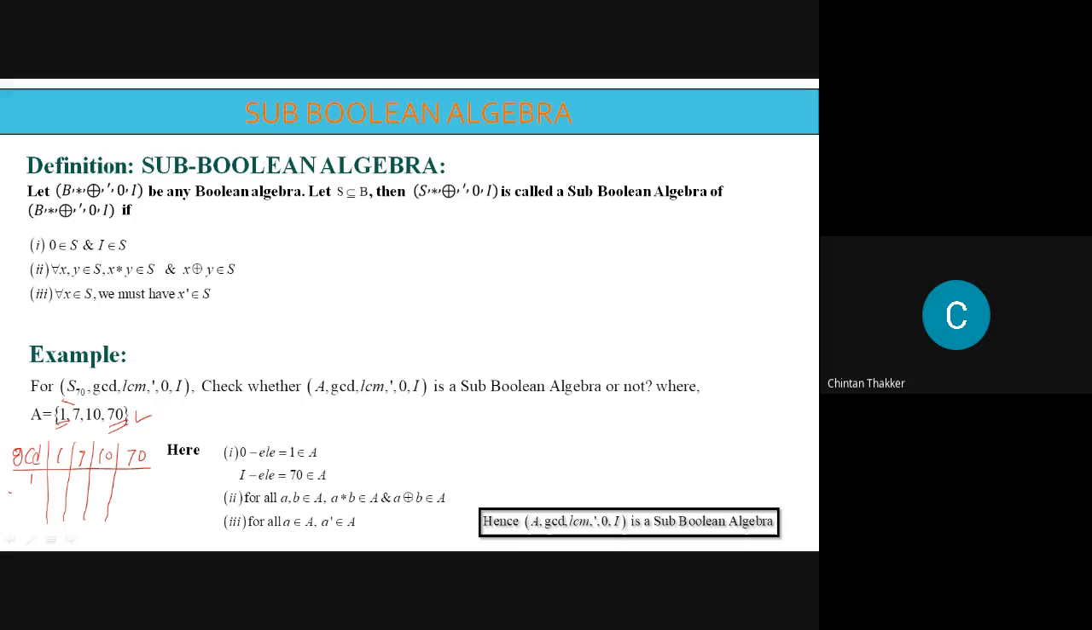Similarly here 1, 7, 10, 70. Okay. So you have to make the table of GCD and LCM. If all elements of the table belong to the set, then the second condition is satisfied.